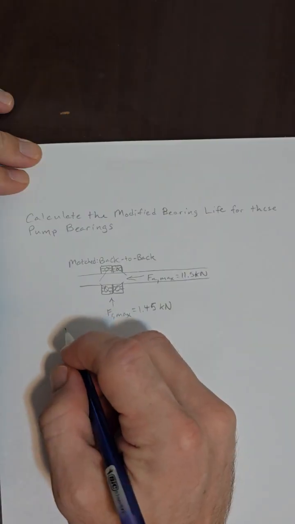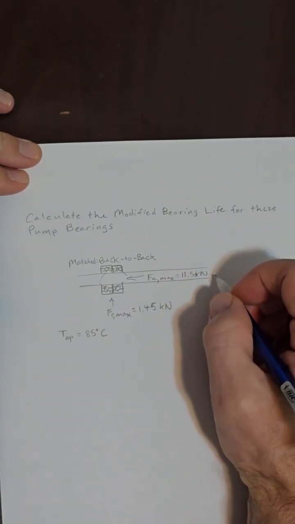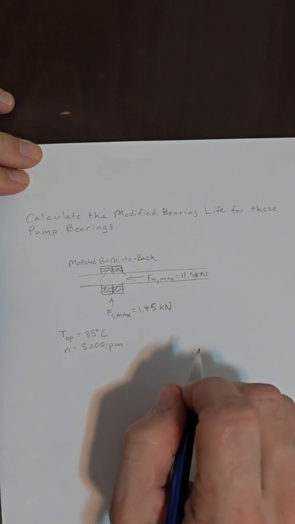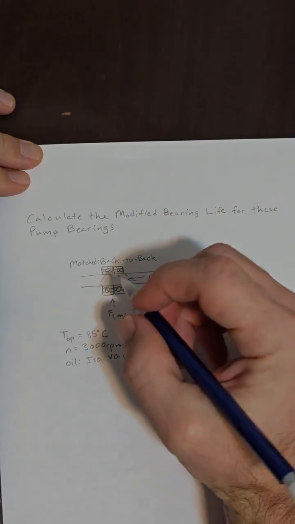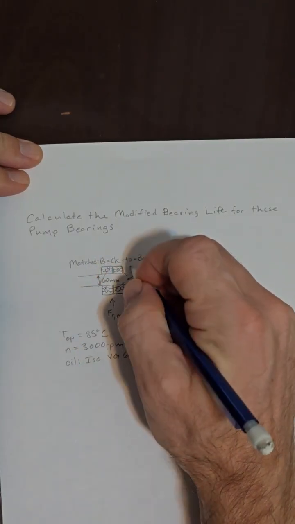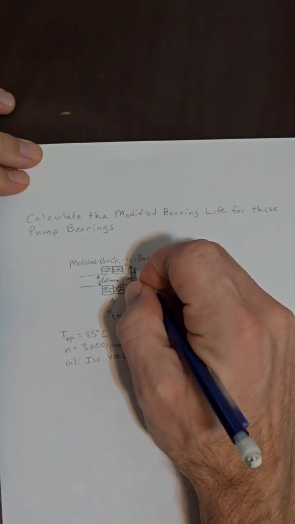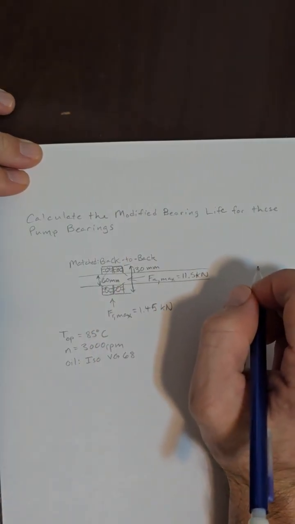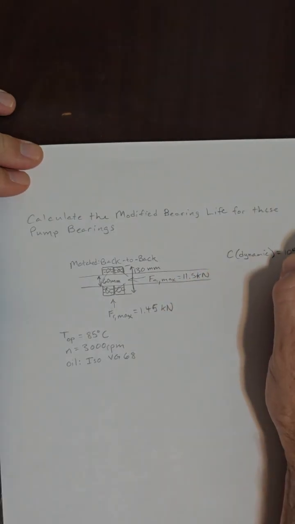The operating temperature is 85 degrees Celsius, and the rotation speed is 3000 RPM. The lubrication is by oil bath with an oil viscosity grade ISO VG68. The inside diameter of the bearings is 60 millimeters, and the outside diameter is 130 millimeters. The data that we have about the bearings says that the dynamic load rating is 104 kilonewtons.